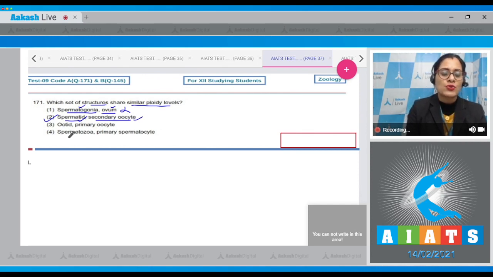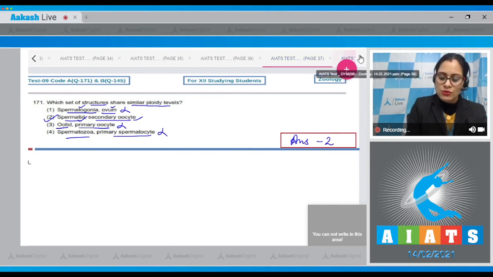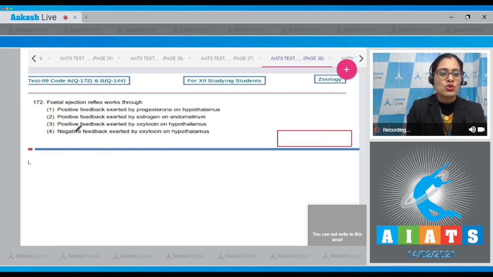In the third option, structures given are ootid and primary oocyte. This is incorrect because ootid is a haploid structure whereas primary oocyte is a diploid structure. The last option, spermatozoa and primary spermatocyte, is an incorrect option. Spermatozoa is haploid whereas primary spermatocyte is diploid. So the correct answer to this question is option number 2. Let's proceed to the next question, question number 172.